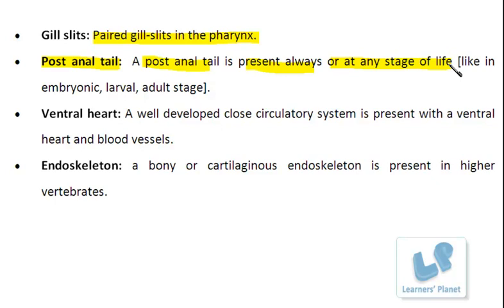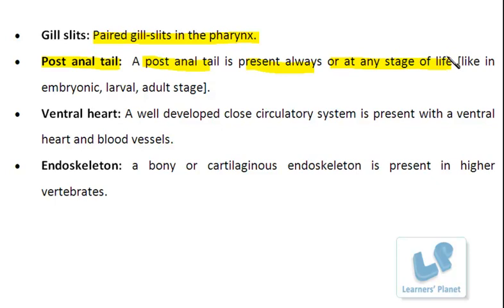So this is another feature. You can take the example of yourself. We have the tailbone, you must have heard about it. This tailbone is now vestigial in us. But in other organisms, it is the site from where the tail is present or extending.